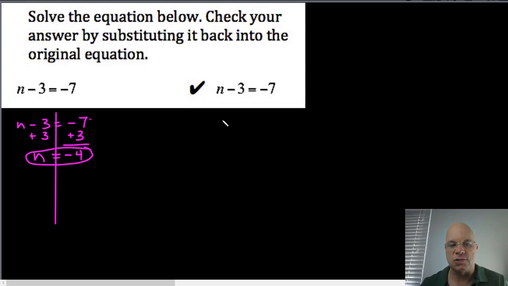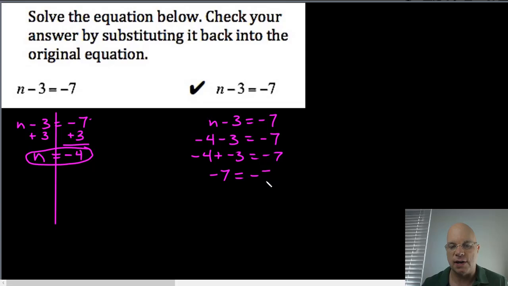But we need to check it by substituting it back into the original equation. Rewrite the original equation, n minus 3 equals negative 7. So if n is really negative 4, then negative 4 minus 3 should be negative 7. We know subtracting is the same as adding the opposite. So negative 4 minus 3 is the same as negative 4 plus the opposite of 3, which is negative 3. And negative 4 plus negative 3 is negative 7. So negative 7 equals negative 7.